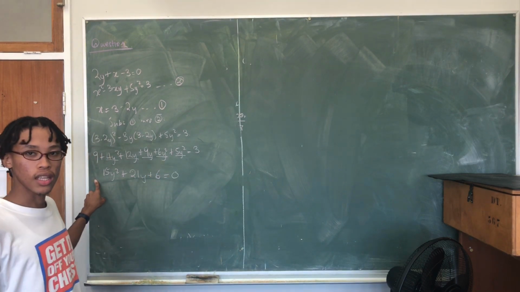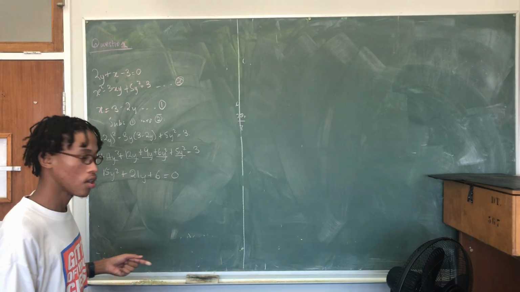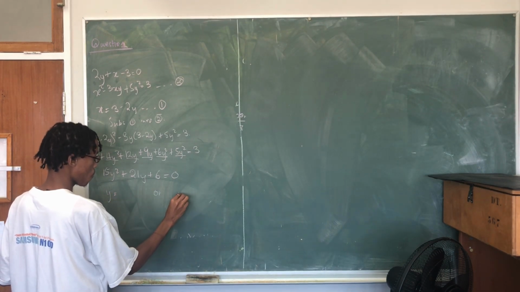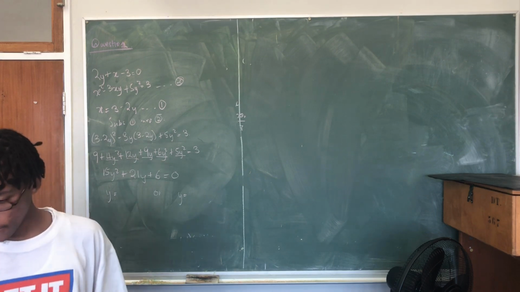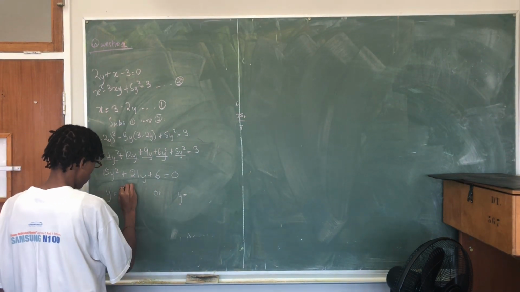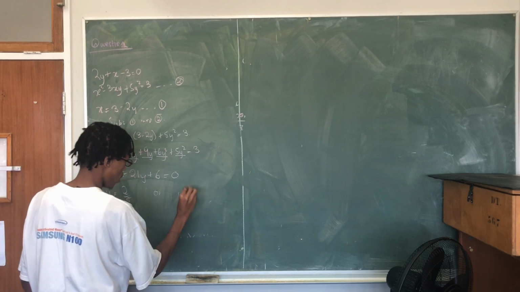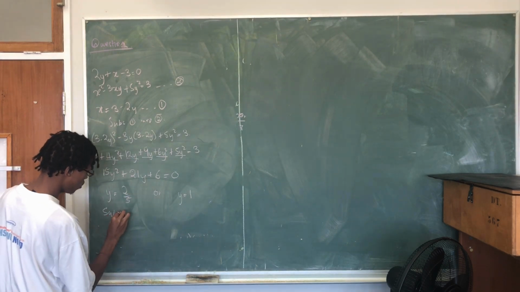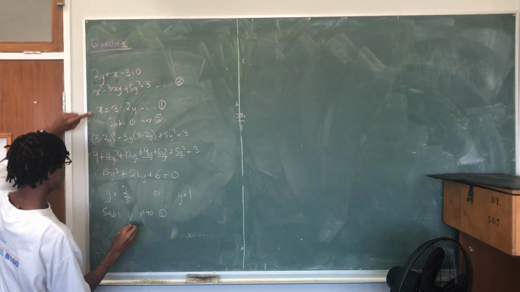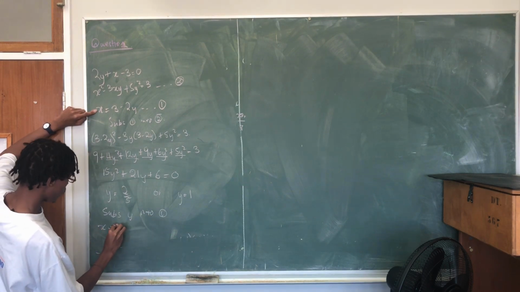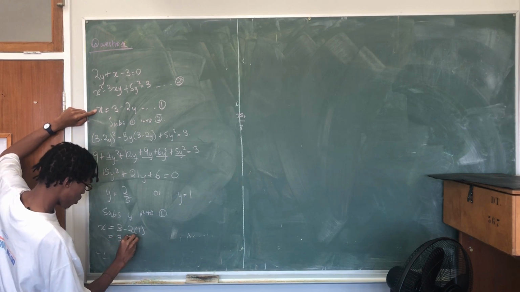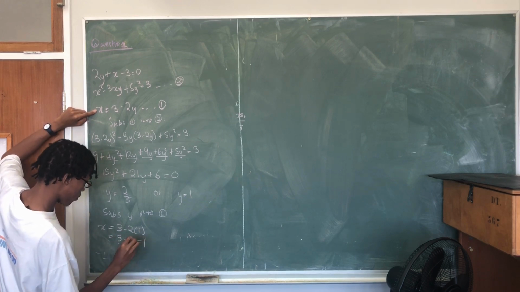You can then insert this into your quadratic equation. What we find is that y is equal to 2 over 5 and 1, and then substitute y into the first equation. x is equal to 3 minus 2 times 1. 3 minus 2, that becomes 1.